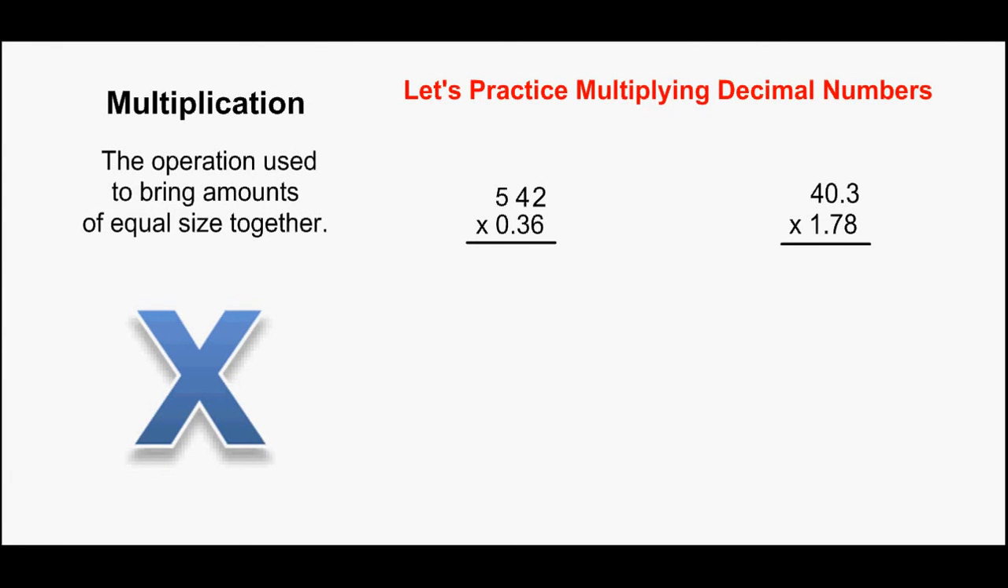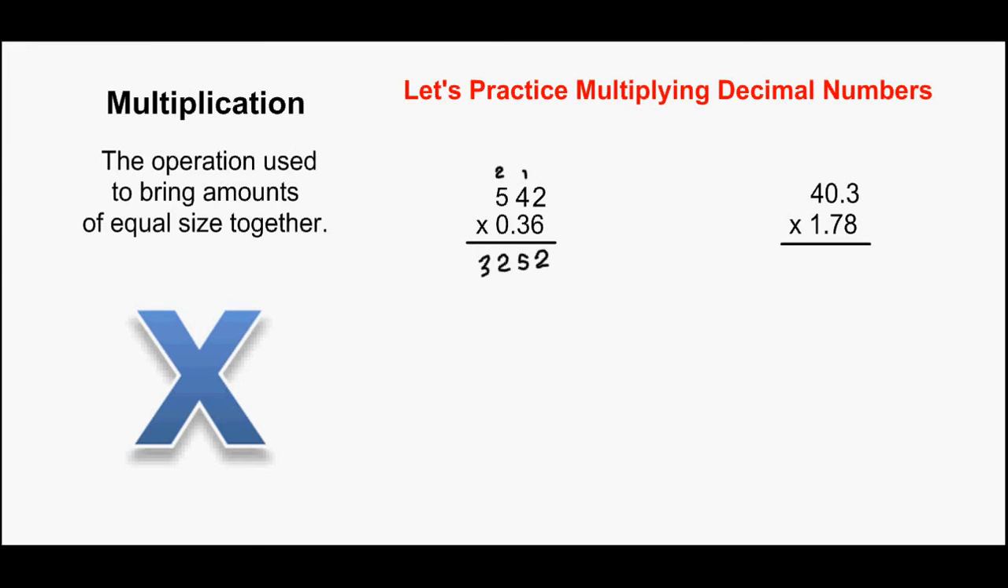Let's practice multiplying decimal numbers. We will multiply 542 times 36/100ths. First, multiply the numbers as though they were whole numbers. 6 times 2 is 12, carry the 1. 6 times 4 is 24, plus 1 is 25, carry the 2. 6 times 5 is 30, plus 2 is 32. Move to the next digit to the left.